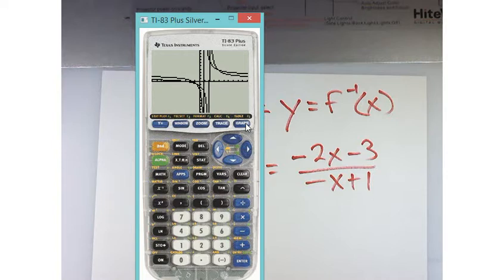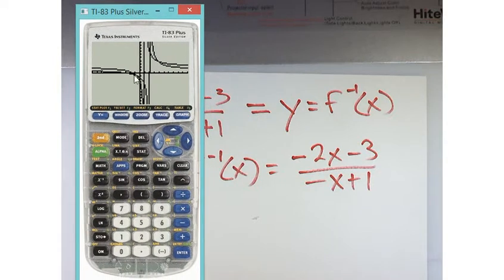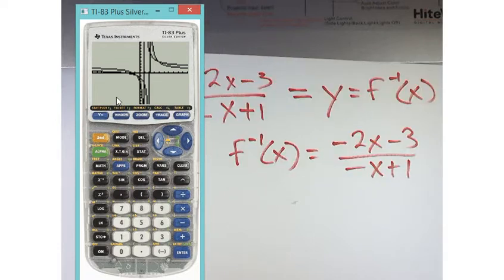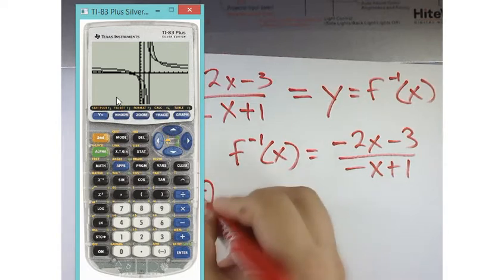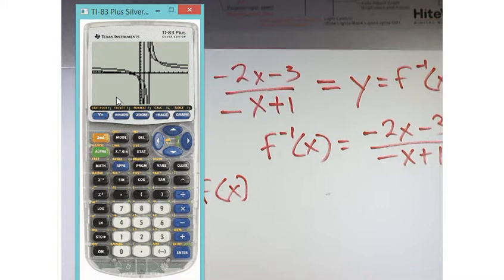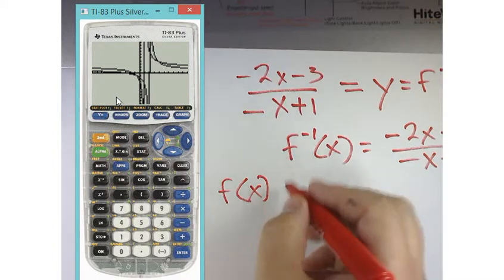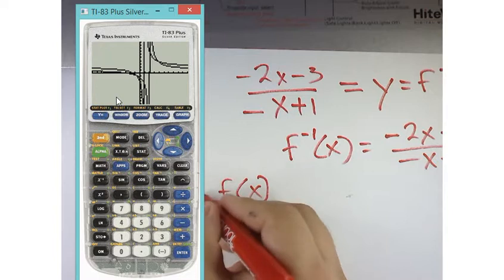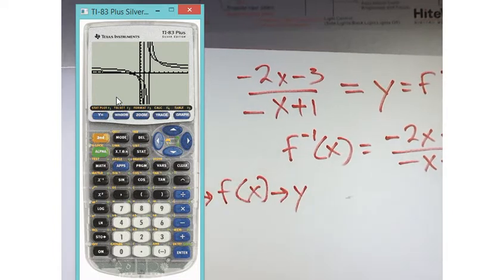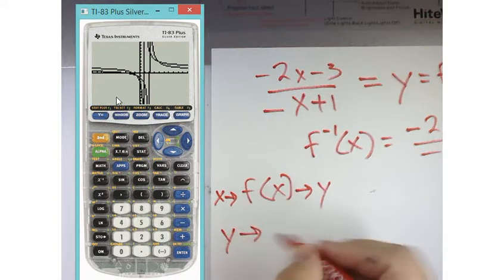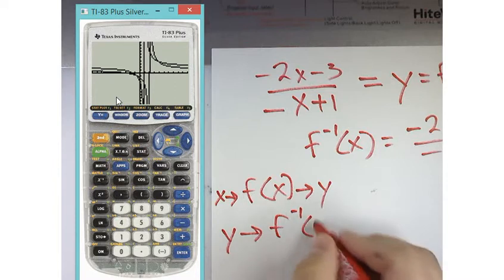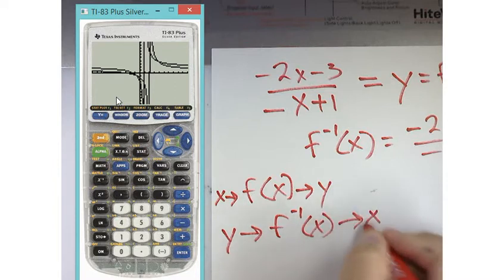One thing you could do is remember, if we're trying to figure out a way to determine if this is the right answer, if this is the inverse function, one of the properties that we know is that when you take an x value and you plug it into f of x, it'll spit out a corresponding y. Well, if I take that same y value and plug it into the inverse function, it'll spit back out the original x value.